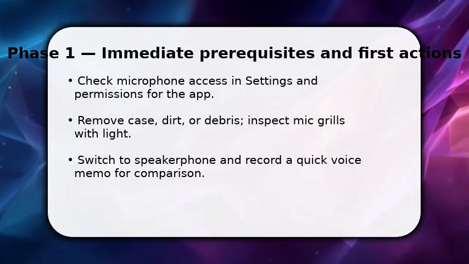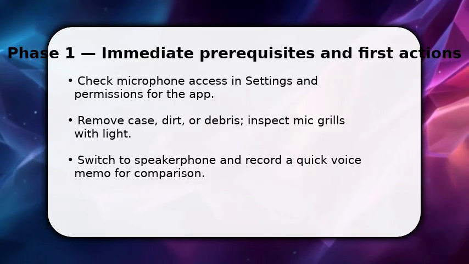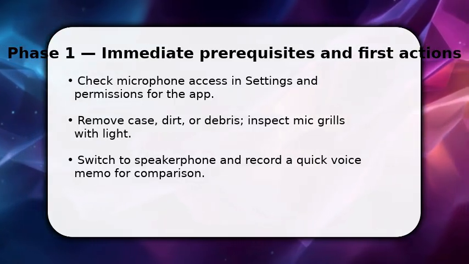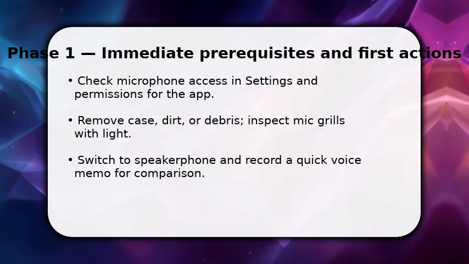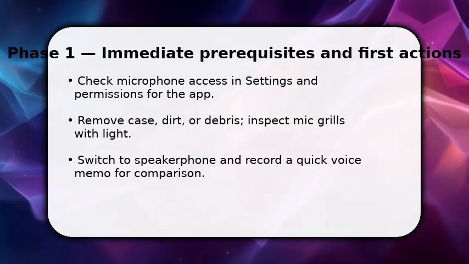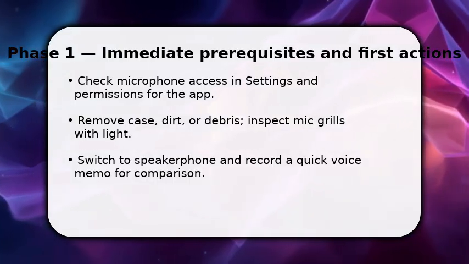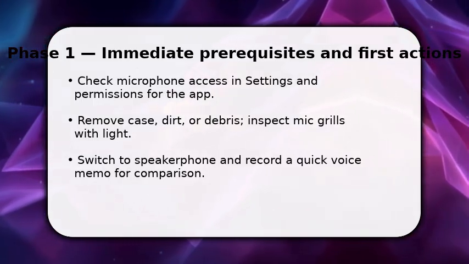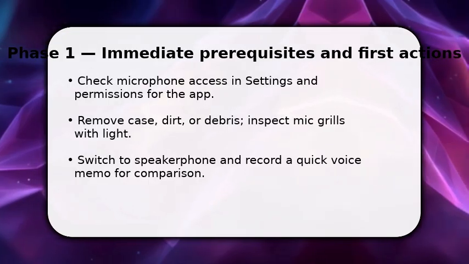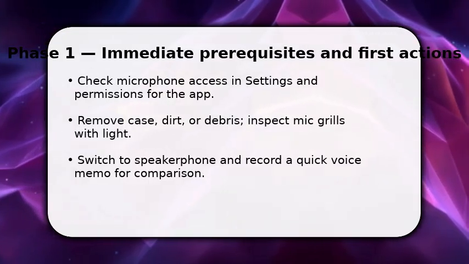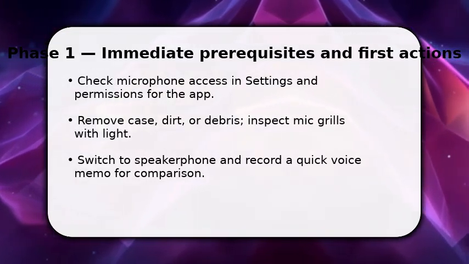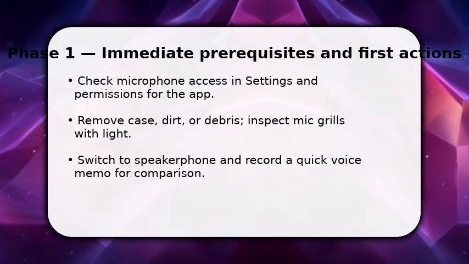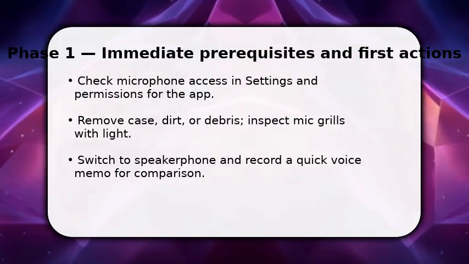You start by confirming app and system permissions, open Settings, tap Privacy, then Microphone, and enable the app you need. Once done, remove any case or debris. Use a soft brush and light to inspect the mic grill gently, because physical blockage is a common cause. Then record a short voice memo or run speakerphone to compare input levels. This tells you whether the issue is hardware or software related, so you know what to tackle next.